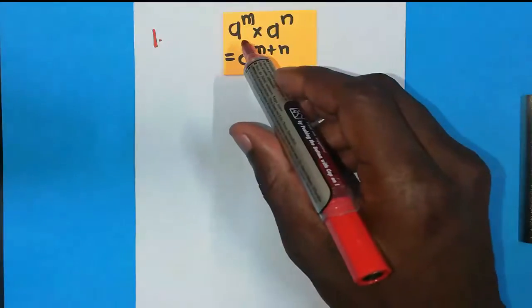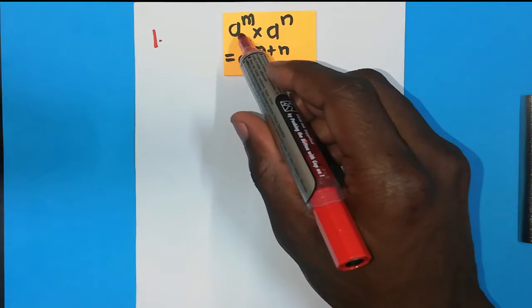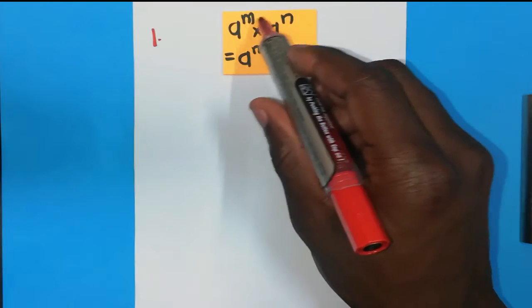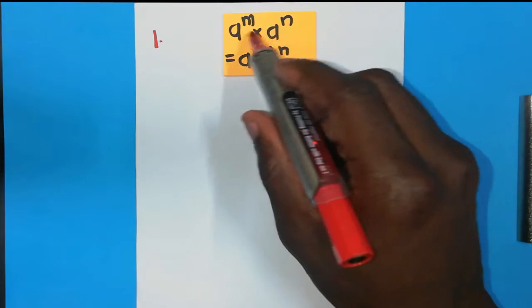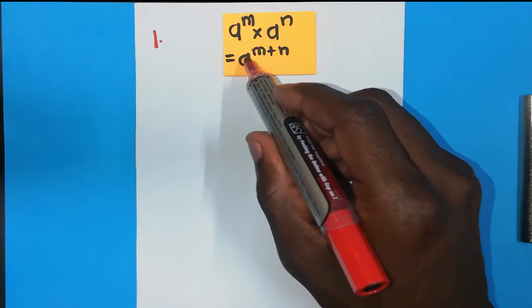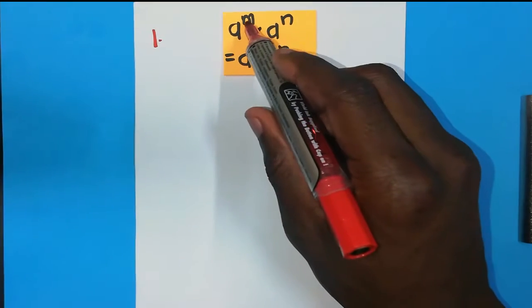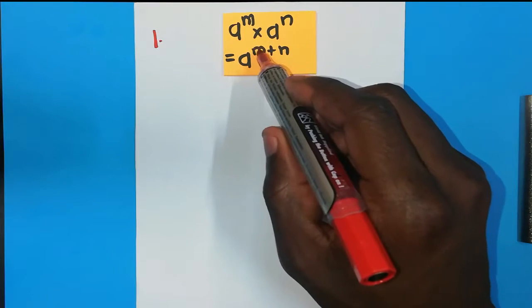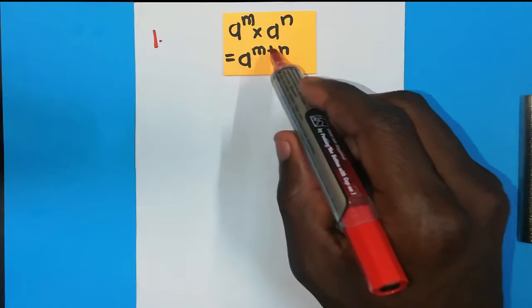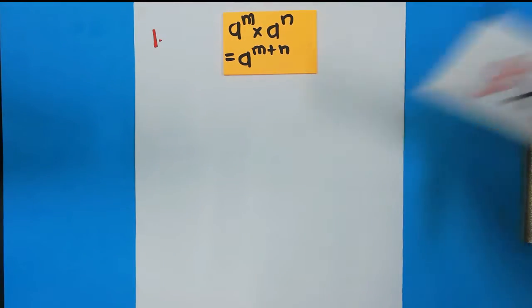All right, here is the first exponent law. When you multiply the same base with their exponents, what you do is you represent these two bases with a single base, and you add the exponents, right? It's the single base, which is a, and the exponents, you add m plus n. Good. So let's use an example to explain that.